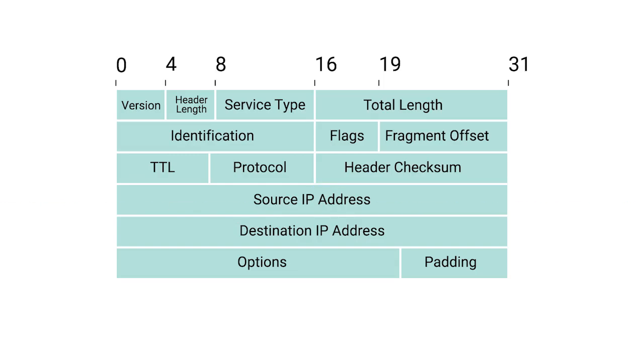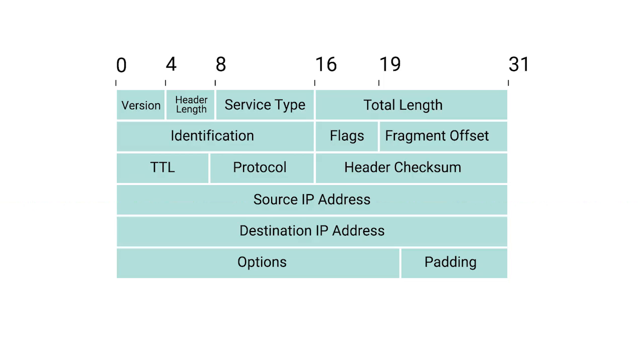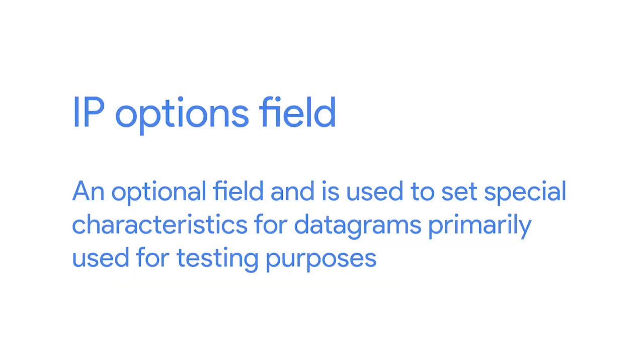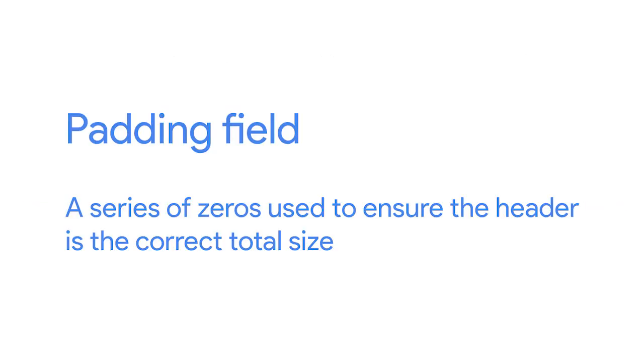After all of that, we finally get to two very important fields, the source and destination IP address fields. Remember that an IP address is a 32-bit number, so it should come as no surprise that these fields are each 32 bits long. Up next, we have the IP options field. This is an optional field and is used to set special characteristics for datagrams primarily used for testing purposes. The IP options field is usually followed by a padding field. Since the IP options field is both optional and variable in length, the padding field is just a series of zeros used to ensure the header is the correct total size.